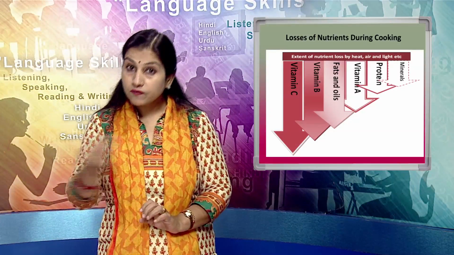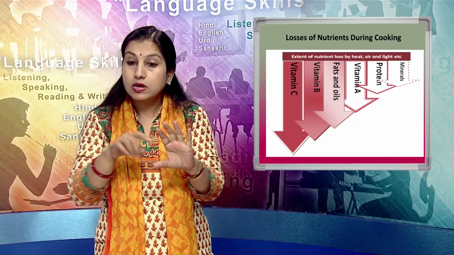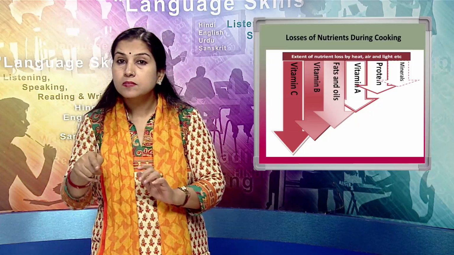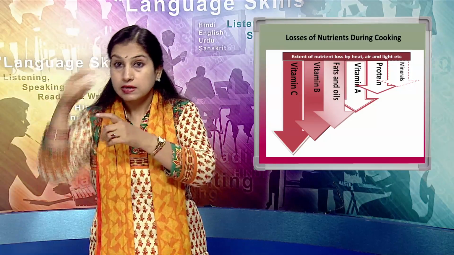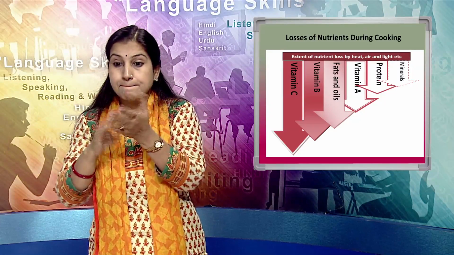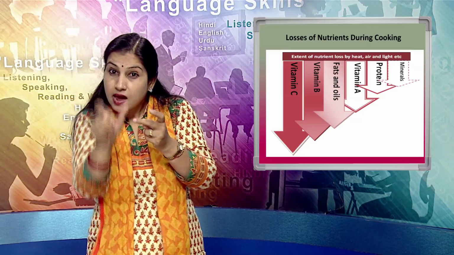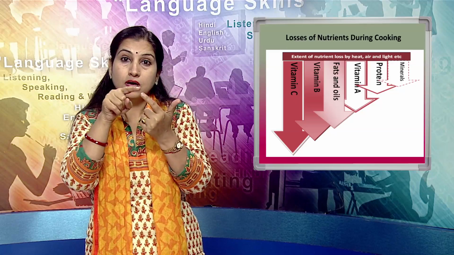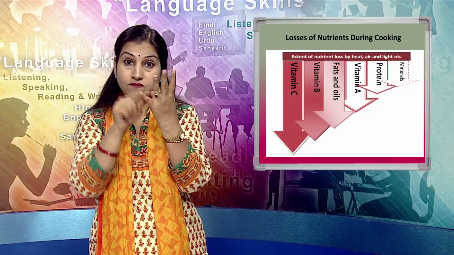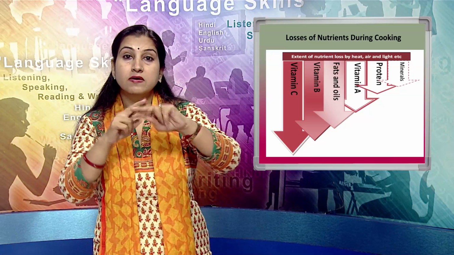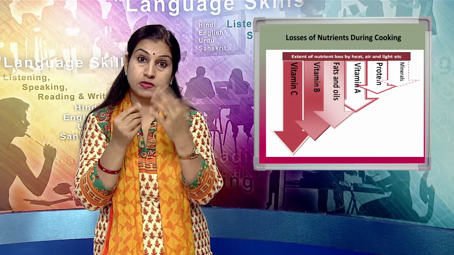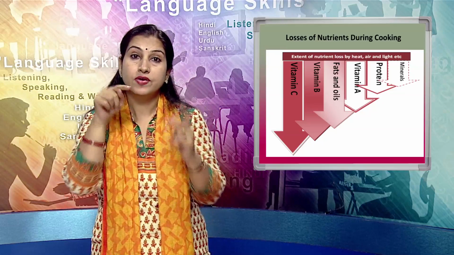Few of the nutrients which can be lost during cooking: the extent of nutrient loss by heat, air and light are: The first small arrow you can see is minerals. The second arrow shows protein. The third arrow shows vitamin A. The fourth arrow shows fats and oils. The fifth arrow shows vitamin B. And the sixth arrow shows vitamin C.